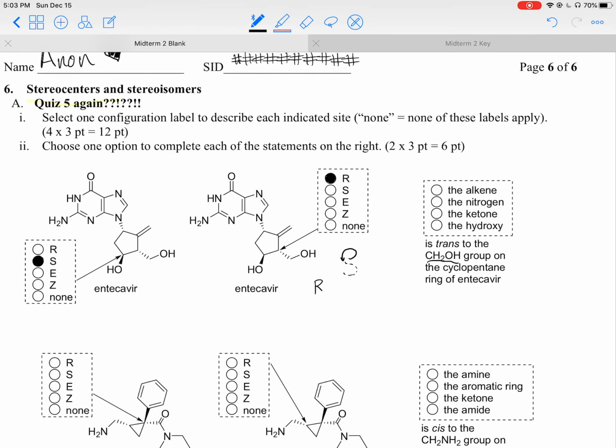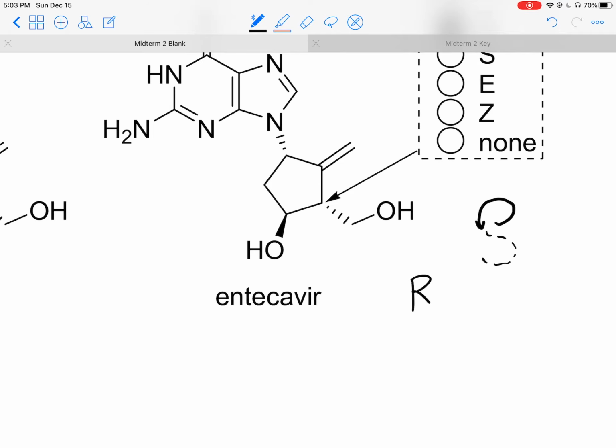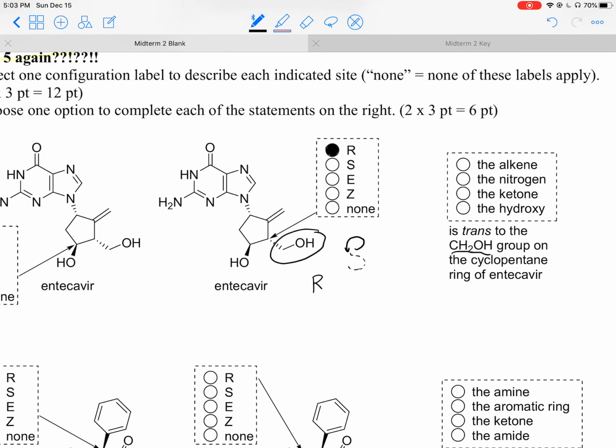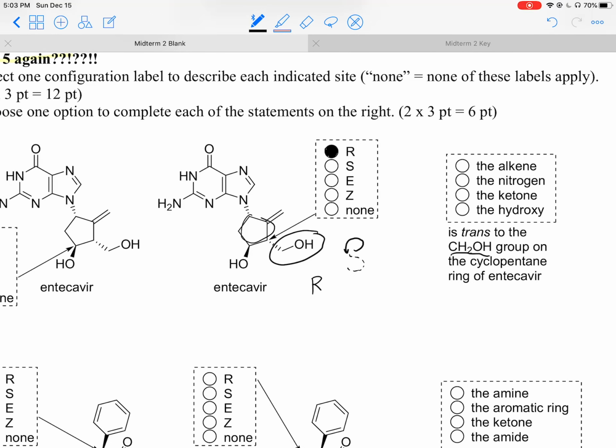That's going to be where there's a carbon and then an OH. So that's going to be right here, right? Because it says CH2OH group on the cyclopentane ring. So this is the cyclopentane ring, and this is the CH2OH group because there are two hydrogens on that carbon, and then there's an OH. So that is the group it's talking about, and it's saying trans to it.